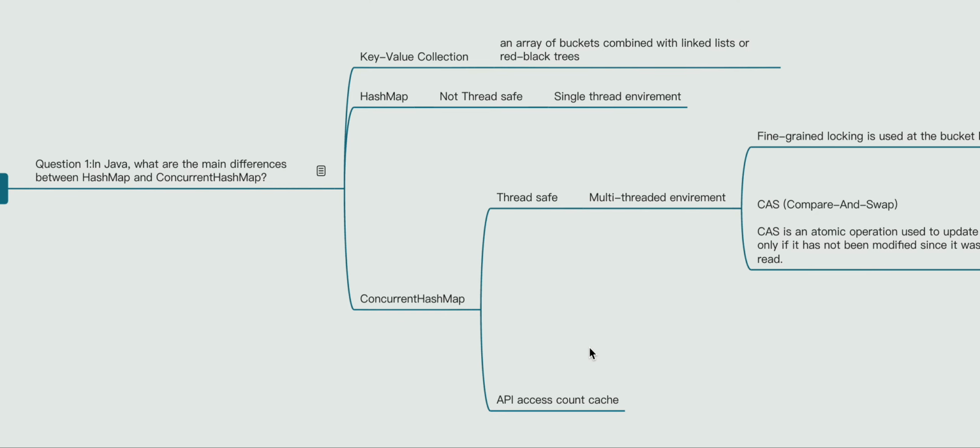And there is also an interesting difference between HashMap and ConcurrentHashMap: HashMap allows null keys and null values to be put in, but ConcurrentHashMap doesn't allow these operations, and this is by design. Could you think about why? We will talk about that later.